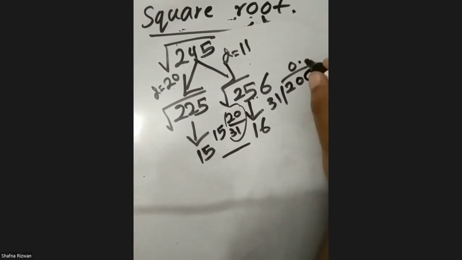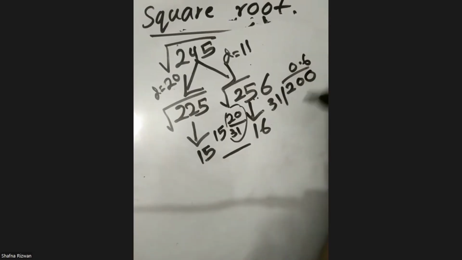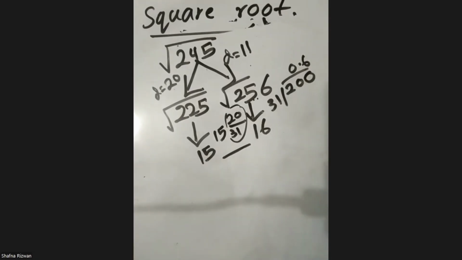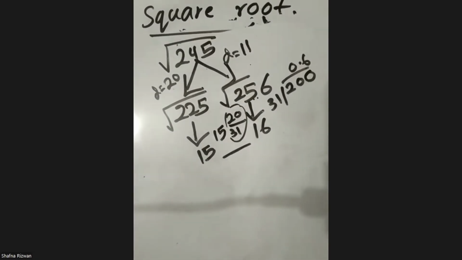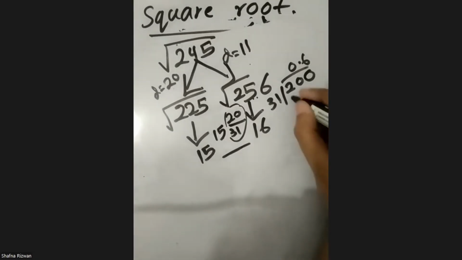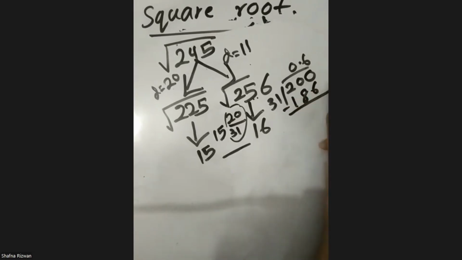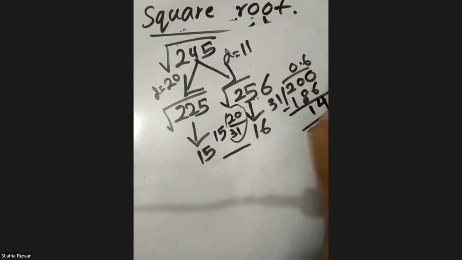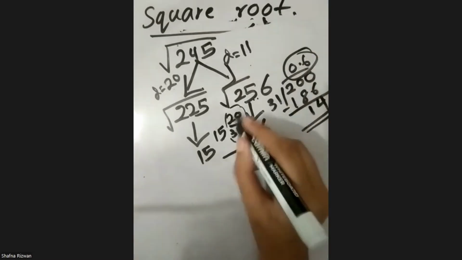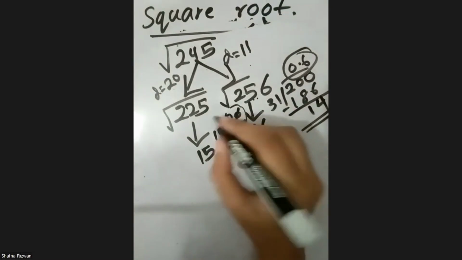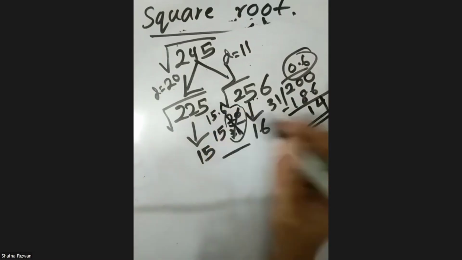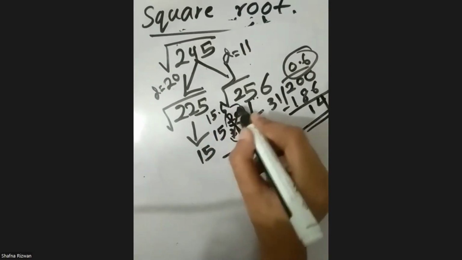And in 200, how many 31 do you have? 6 times. So 31 into 6 is how much? You can get around 186. 186, if you subtract from 200, how much will you get? Around 14. Don't think about it. So here we have to put 0.6. So 15.6 will be the value that you will get here.